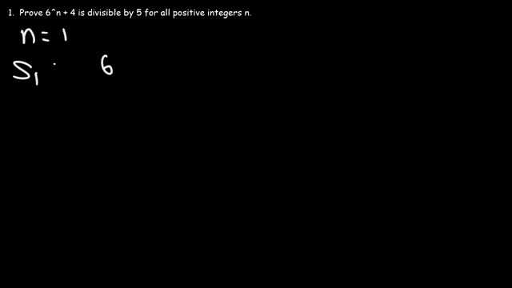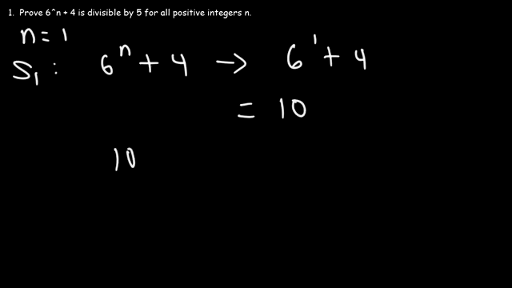So we have 6 raised to the n plus 4. And if we replace n with 1, it's going to be 6 to the first power plus 4, which is equal to 10. And we know that 10 is divisible by 5, because if you divide 10 by 5, it will give you an integer, which is 2. So we've proven that the statement is true for the first term.